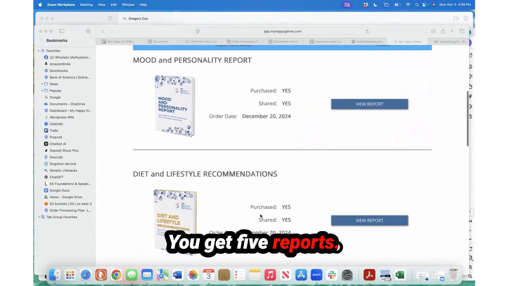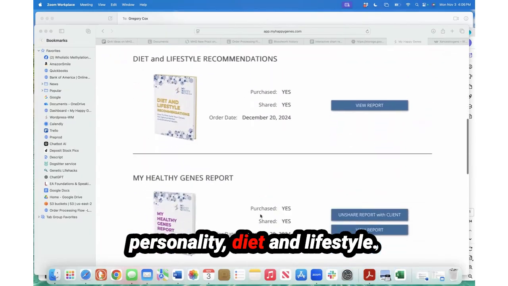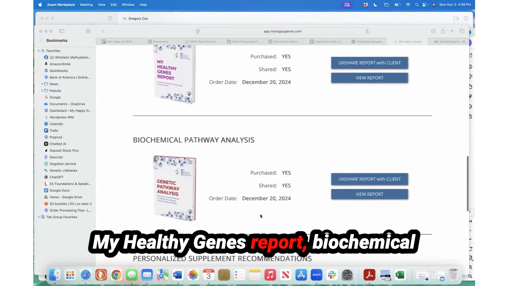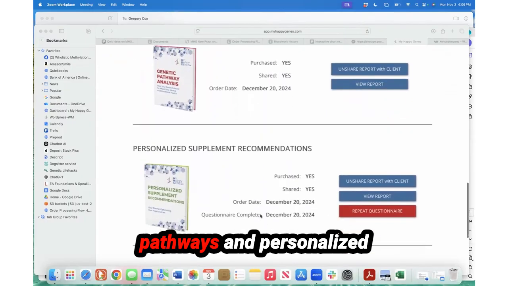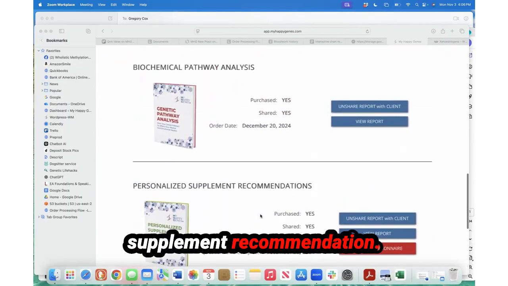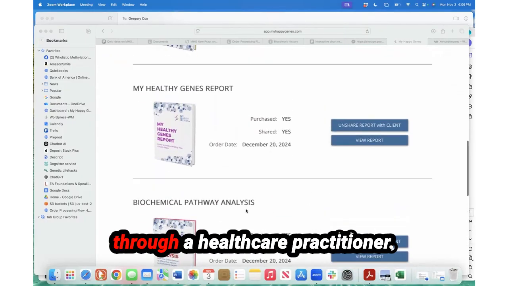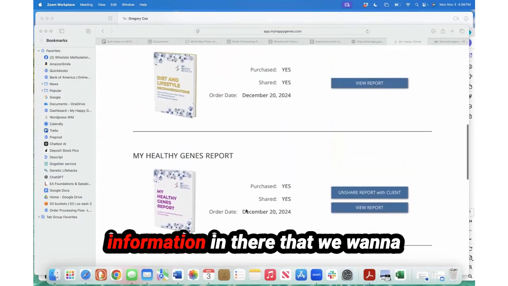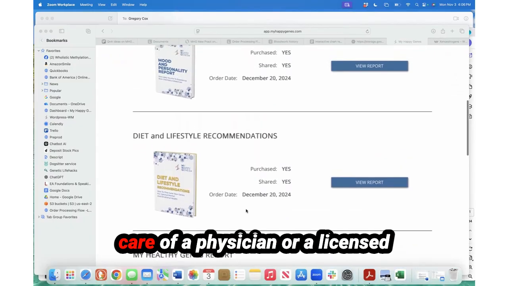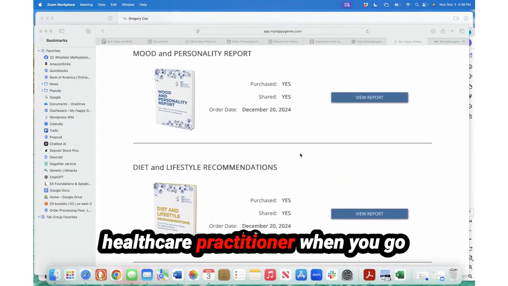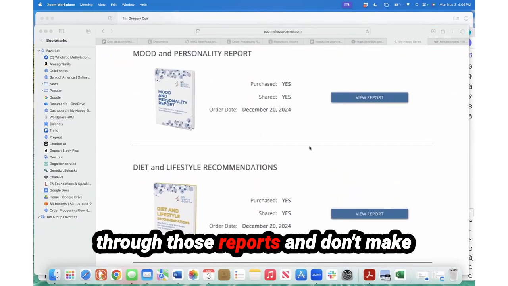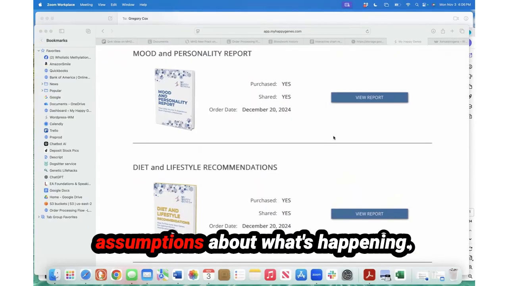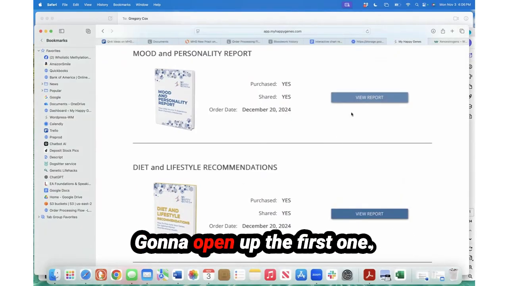You get 5 reports. There's the mood and personality, diet and lifestyle, My Healthy Genes report, biochemical pathways, and personalized supplement recommendation. These last 3 are only available through a healthcare practitioner because there's some sensitive information in there that we want to make sure that you're under the care of a physician or a licensed healthcare practitioner when you go through those reports and don't make assumptions about what's happening. I'm going to open up the first one.